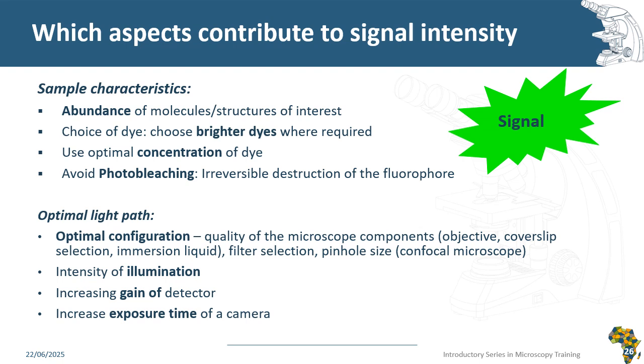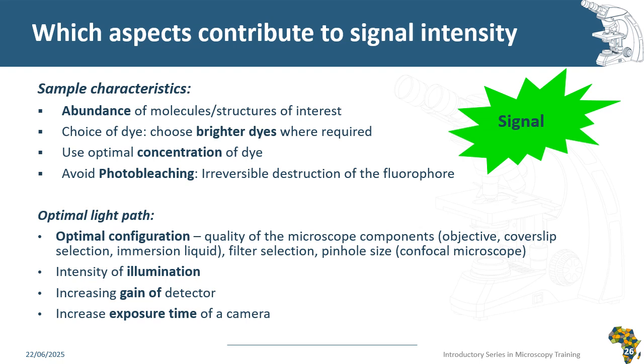How can you improve it? Also by improving your light path. So the configuration, like which microscope you are using, which components, the filter, the pinhole for a confocal microscope. This is why it's important to ask an expert or read the papers very well about which kind of configuration of the optical path they are using. Then of course you can play with the illumination, always paying attention to photobleaching, increasing the gain of the detector in confocal microscopy, and the exposure time of the camera.